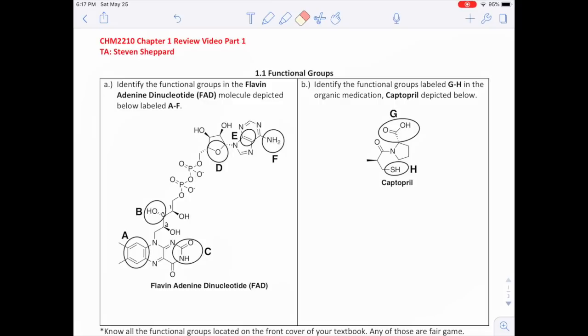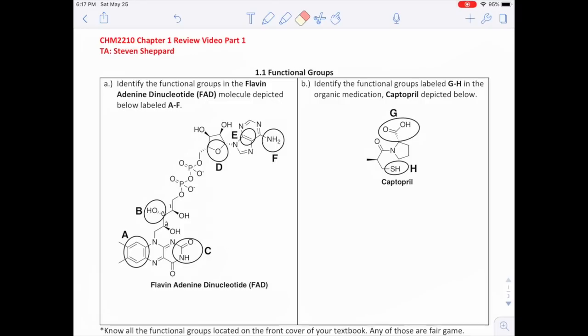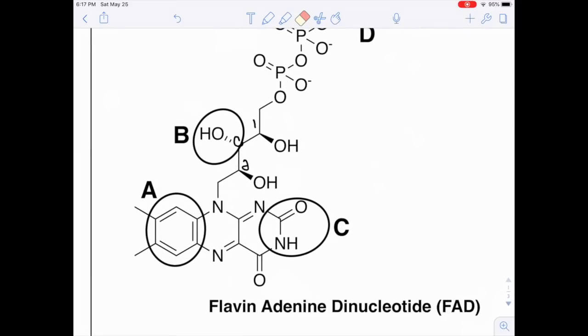So let's just start with A, identify the functional groups in the flavin adenine dinucleotide molecule. So FAD is something you may have come across. It's an electron carrier in the body. It can be oxidized and reduced. So within this molecule, there's going to be a whole bunch of different functional groups. So let's just start with labeling A. So A is a 6-membered ring with alternating single bonds and double bonds. So that is a benzene.